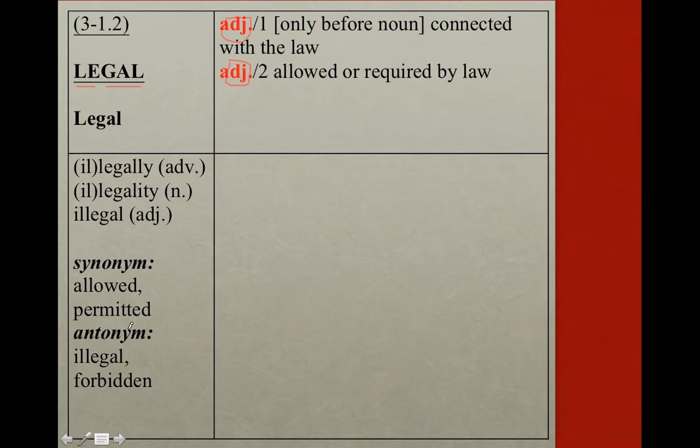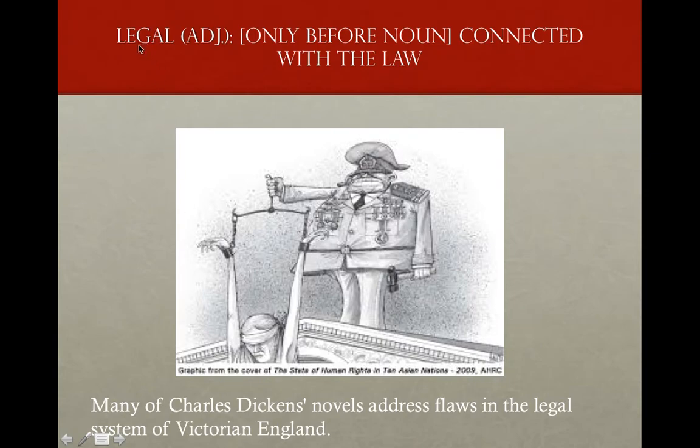Now we have synonyms and antonyms. For synonyms, words that can replace the word, in this case legal, we got allowed or permitted. Antonyms: illegal, forbidden. Let's go over our definitions and then we will hit on some examples.